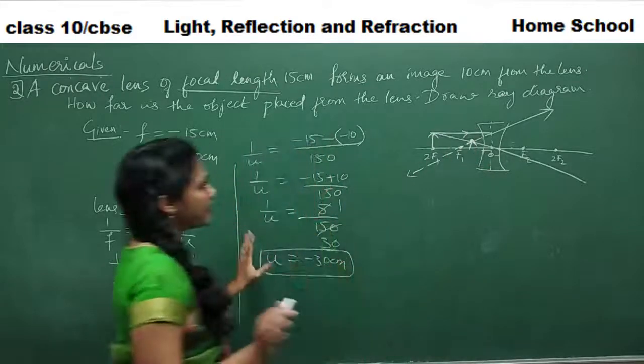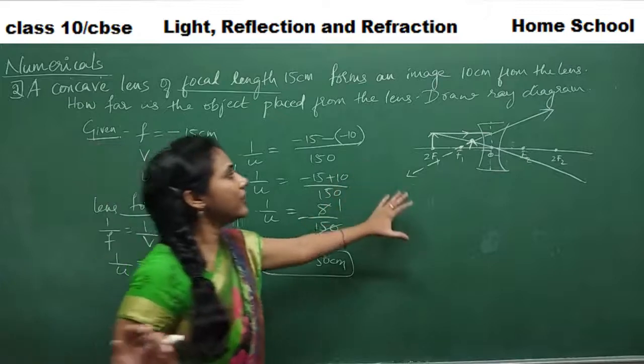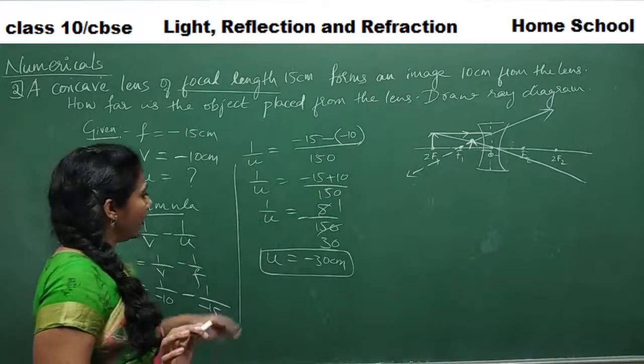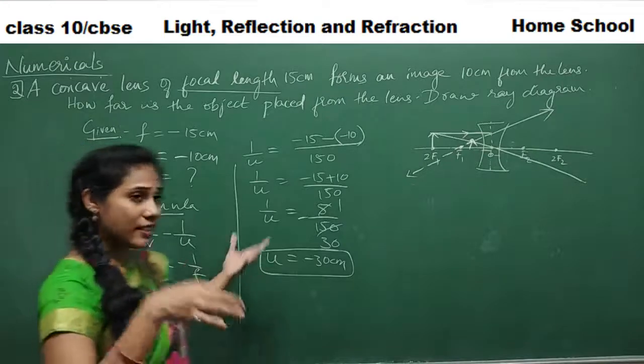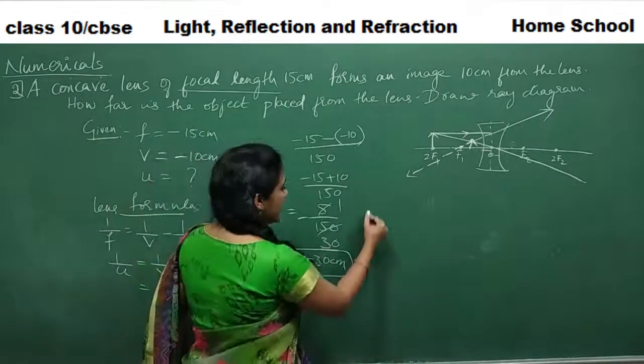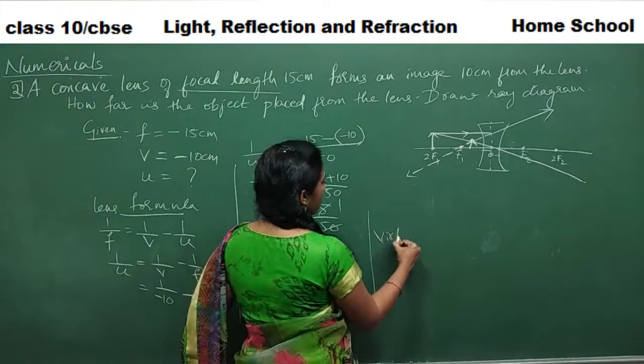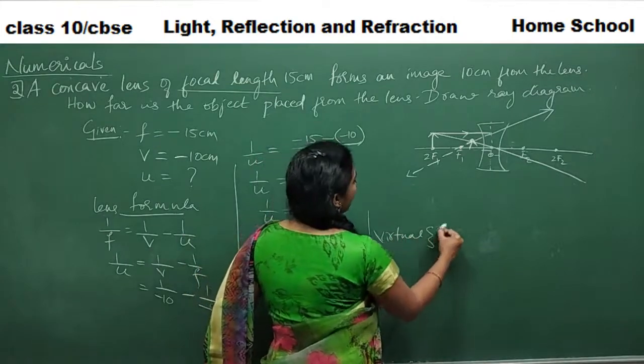Fine. So this is the problem. We have drawn a ray diagram and we have also shown the object distance. That's what they asked in the question. If they have asked the nature of the image, then what is the nature, guys? It is virtual and erect image.